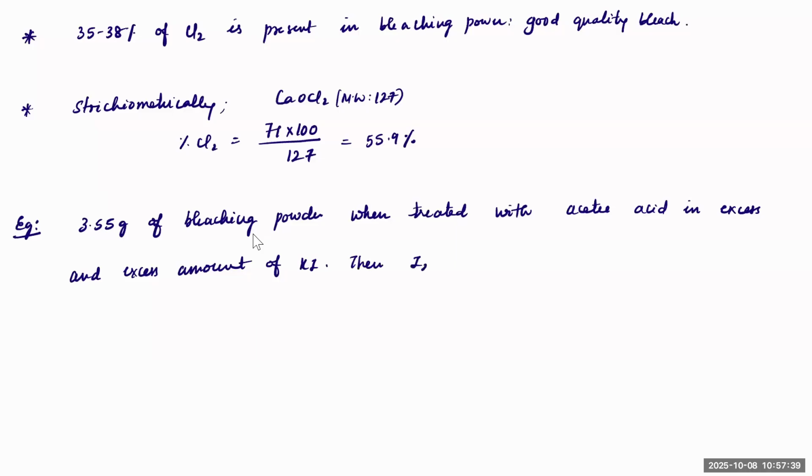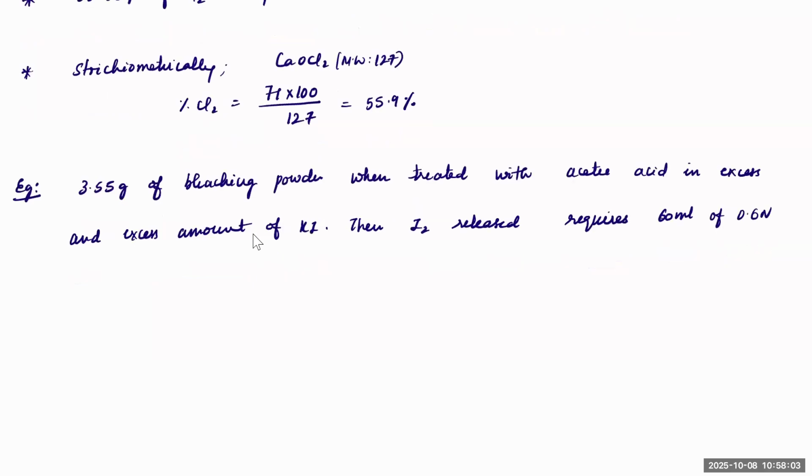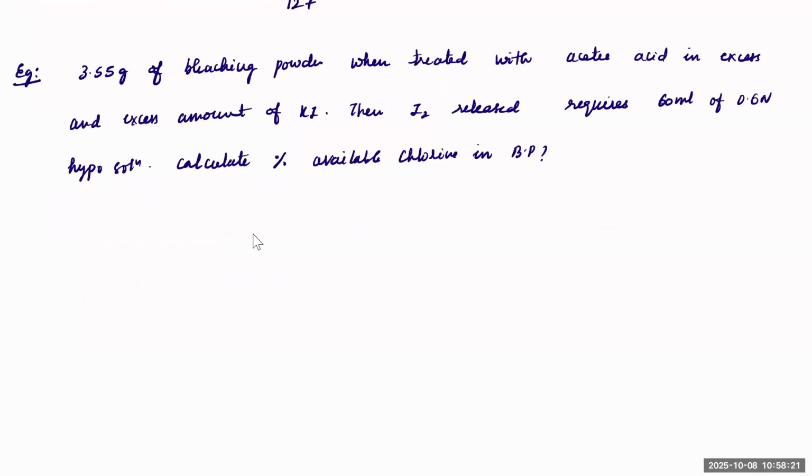Then I2 is released. In fact, he didn't say I2 released, sometimes he says gas released. So you should understand that it is I2 released. I2 released requires 60 ml of 0.6 normal hypo solution. Calculate the percentage available chlorine in bleaching powder.